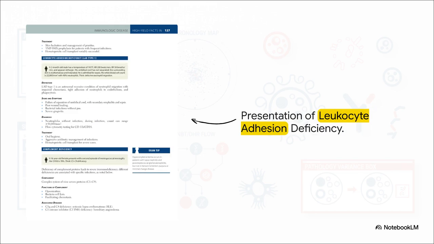Now contrast that with LAD type 1. Honestly, this presentation is just fascinating. You have impaired chemotaxis because of a CD18 deficiency. The neutrophils simply cannot migrate from the bloodstream into the infected tissue. This creates a massive clinical paradox.